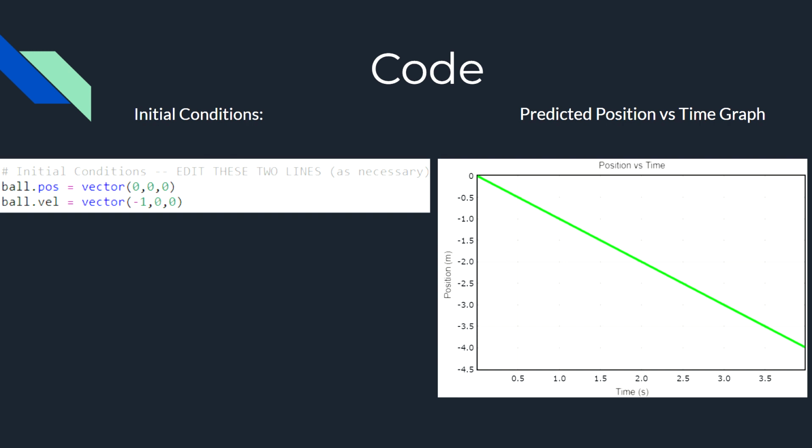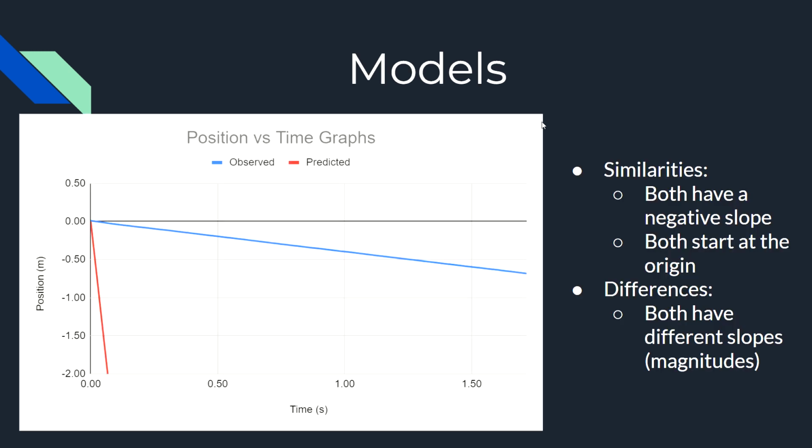Then I combined these two graphs and put them on an Excel sheet. As you can see, the similarities are that they both have a negative slope, meaning they both have a negative velocity and both traveled in the negative x direction. They both start at the origin, meaning they start at position x equals 0. The difference is that they have different slopes, or different magnitudes of velocity.